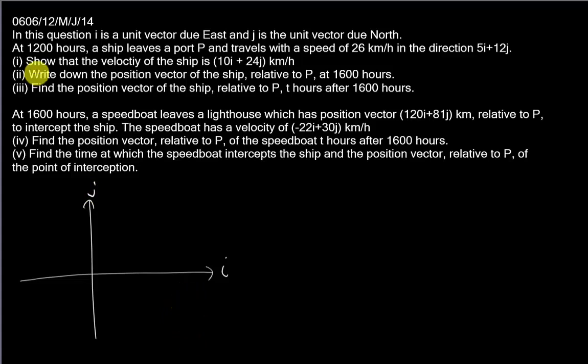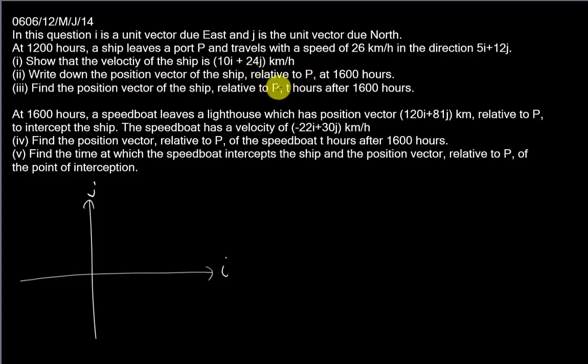So at 12 hours, I mean 12 p.m., a ship leaves a port P and travels with a speed of 26 km per hour in the direction of 5i plus 12j. Part 1 of the question asks you to show that the velocity of the ship is 10i plus 24j.